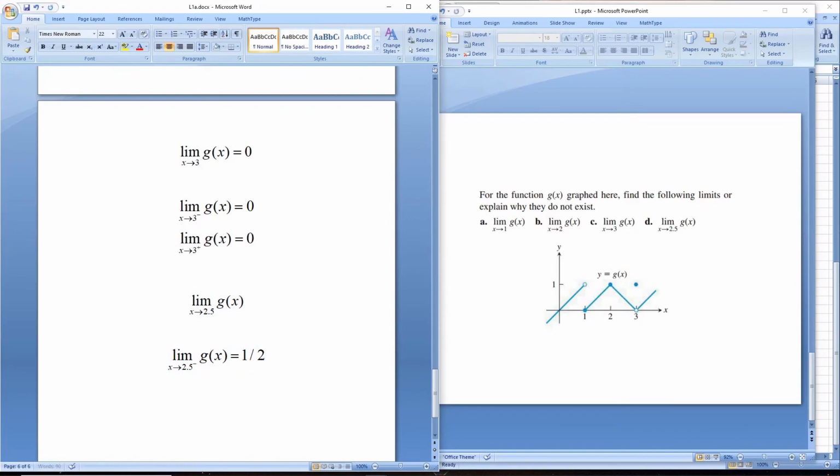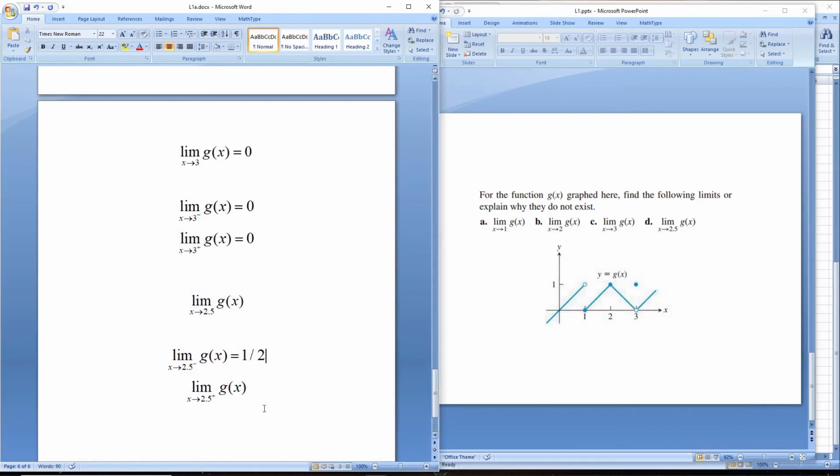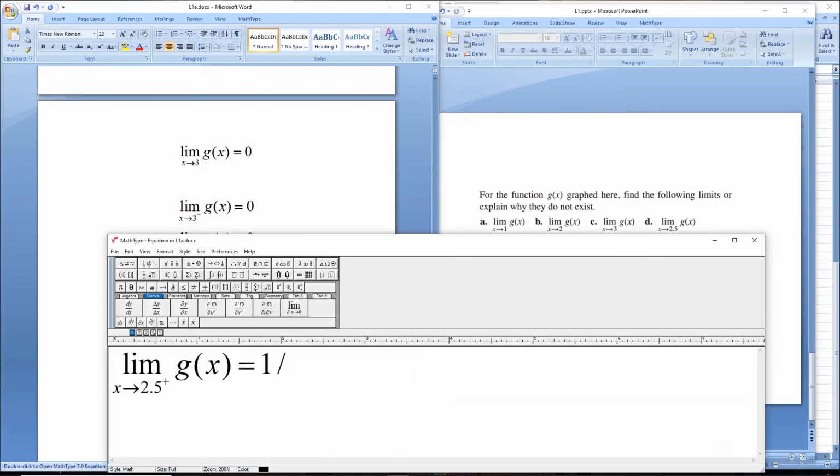Now we do have to also check from the right. So I'll take that minus sign, make it a plus. We don't know that answer yet, so let me get that out of there. So 2.5, right in the middle here. And we're going to approach it from the right now. As we walk along and get closer and closer to an input of 2.5, about right here, we see we're at a height of a half again. And that's our answer.